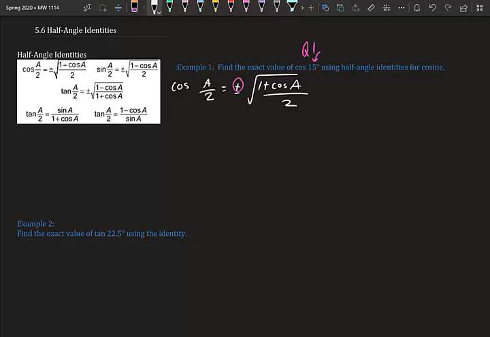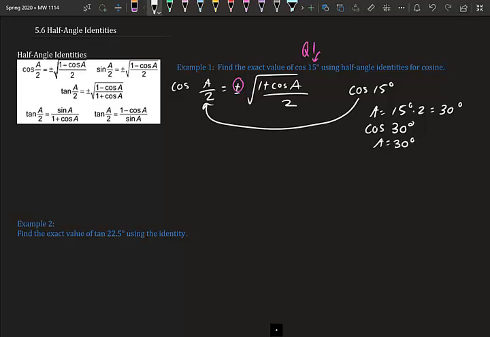So what we're actually given is cosine 15 degrees, and that came from here. So in order to get 15, we originally divided by 2. To get the original A, we need to multiply it by 2. So we have 15 degrees times 2 to get 30 degrees. So that's the cosine we're going to be working with, cosine 30 degrees. Let's plug it in. That's our A. A is 30 degrees. So let's go ahead and do that.